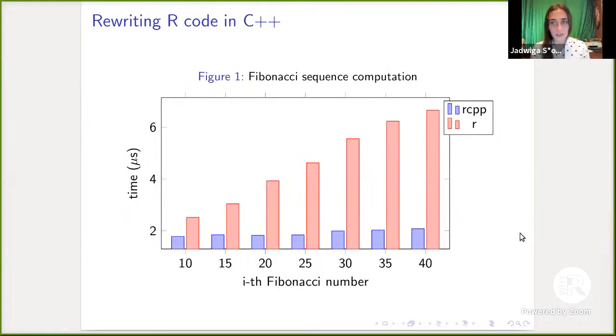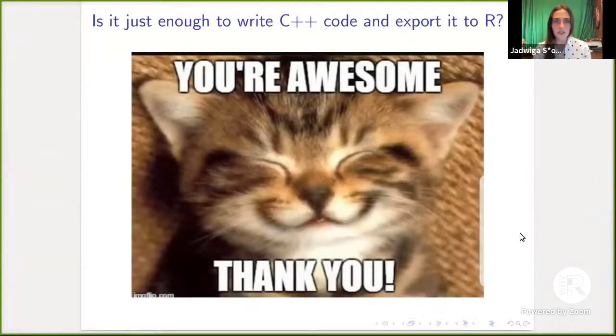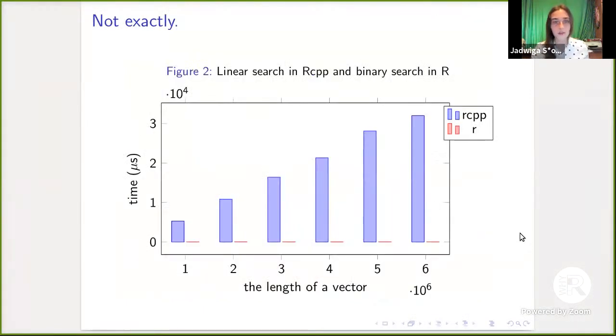We will write our C++ code. Well, the results are awesome. We have better speed, and indeed it was worth it. But is it just enough to write C++ code and export it to R? Well, not really. Not only do we have to have good tools, but also we need to know how to use them. If we use a bad algorithm, the writing of C++ code won't help us. For example, in this example, we write in C++ linear search, whereas in R binary search.